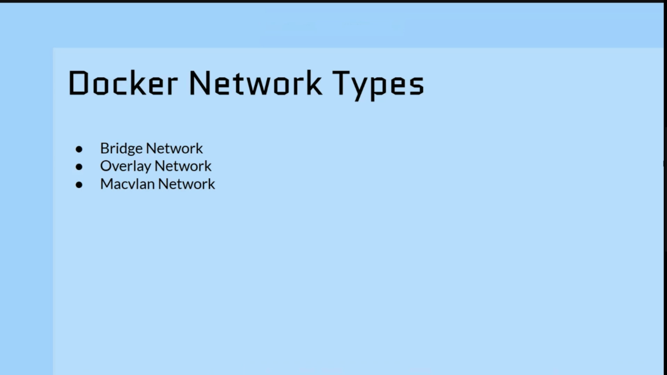Bridge, overlay, and MacVLAN networks are Docker's three main network types. Now you're ready to choose the best network for your applications. Overview of other Docker network types. Even though these are less common, there are a few more network types that you should be aware of.